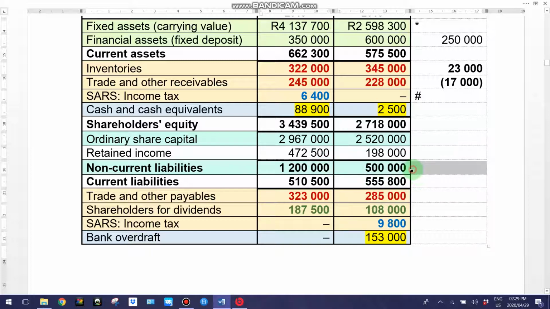This would be quite important because I'm looking at this for my loans. I want to see what happened to the loan. The loan has changed. I had a loan of 500,000 at the beginning of the year, and at the end of the year, its balance is 1,200. So clearly, I have increased my loan by taking out an additional 700,000 rands. So this would be an inflow of cash.